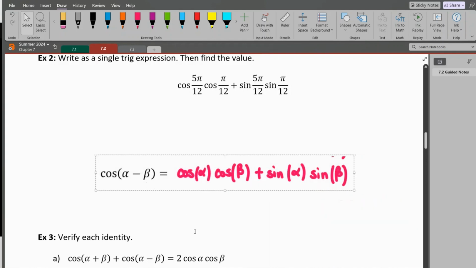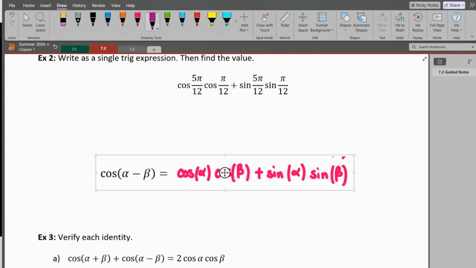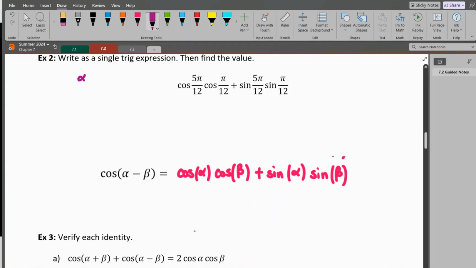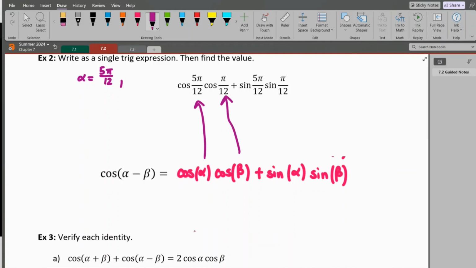All right. Yeah, this is exactly what we have. But the first thing we need to do is identify maybe what alpha and beta are. For instance, alpha is going to be that first angle, and beta is going to be the other angle, this one here. Let's go ahead and write that in. There we go.